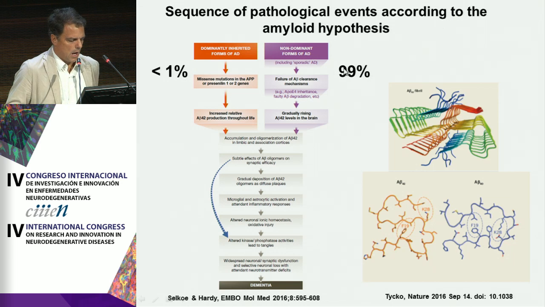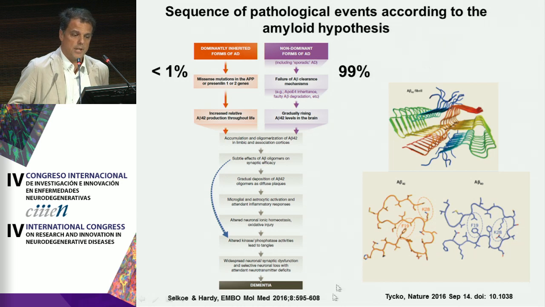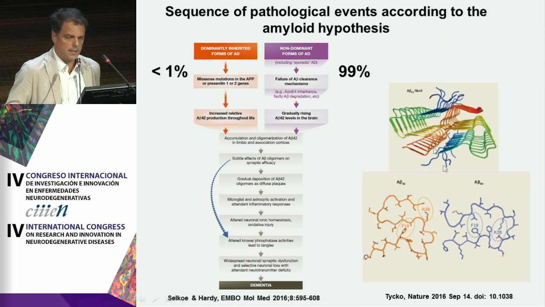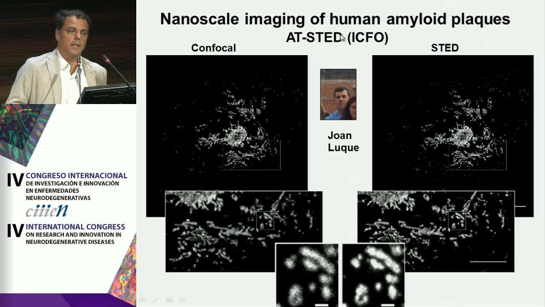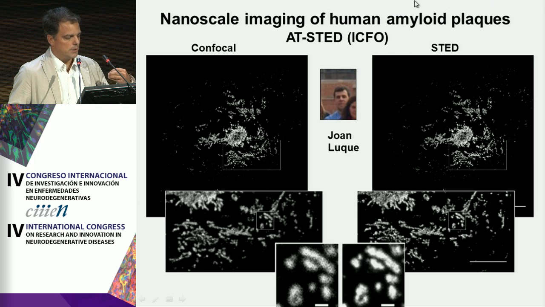As you know, there are many studies looking at the structure of amyloid fibrils, but all of them are based on in vitro studies. This is a very recent study showing the different conformations of A-beta 42 and 40, and this may explain the different aggregation patterns of these forms. So we have been combining array tomography with super resolution microscopy, STED, to see if we can enhance even more the resolution that array tomography provides.